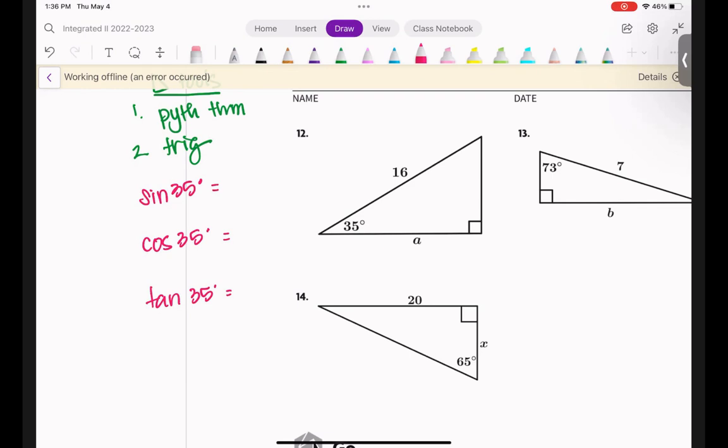Yeah, we can't use Pythagorean theorem, right? Yes, we're doing number 12. We can't use the Pythagorean theorem because the Pythagorean theorem says if I know two sides, I can find the third side. I don't know two sides. I only have one side. I only have 16, right?